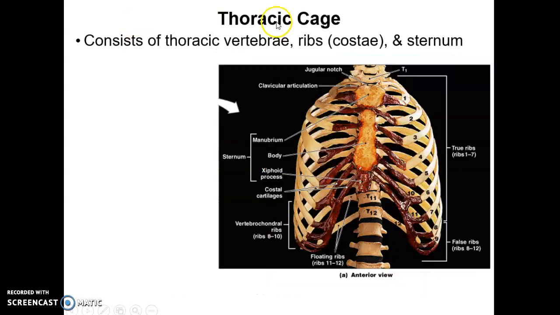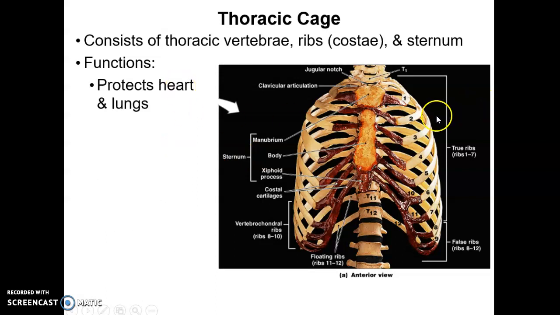All right. Okay, let's move on to the thoracic cage, or the rib cage. Consists of the 12 thoracic vertebrae, T1 through T12. You can barely see it there. And the ribs, or the costae, 12 pair. And then the sternum anteriorly, made up of 3 components.